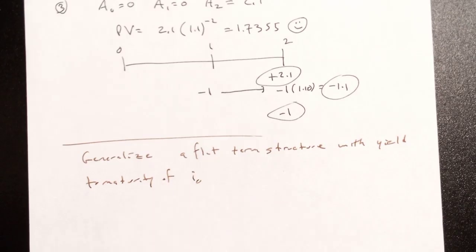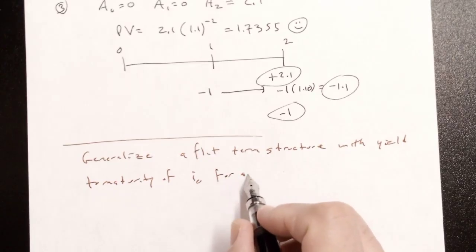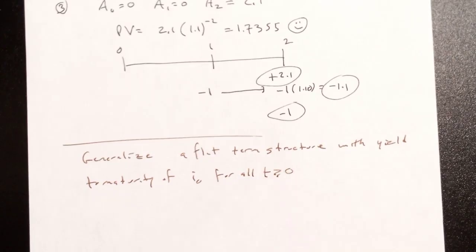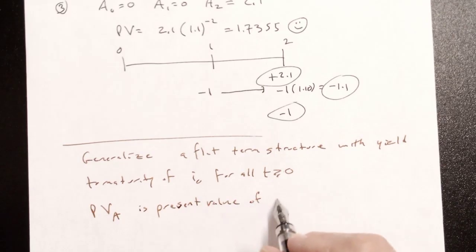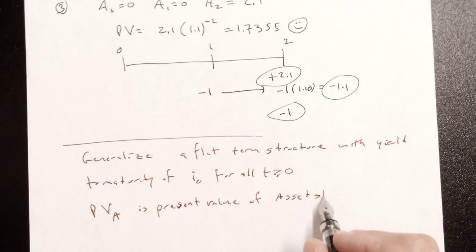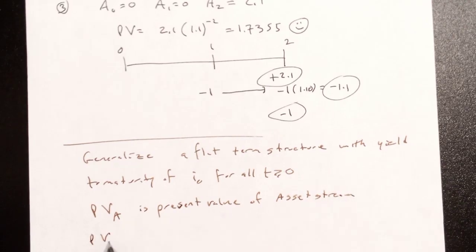Some interest rate I0 for all of the times moving forward. And I want the present values to be equal at time 0 using this interest rate. PVA is the present value of the assets. PVL is the present value of the liabilities.